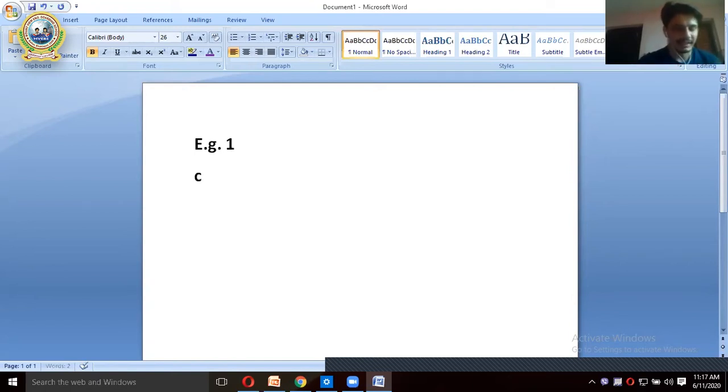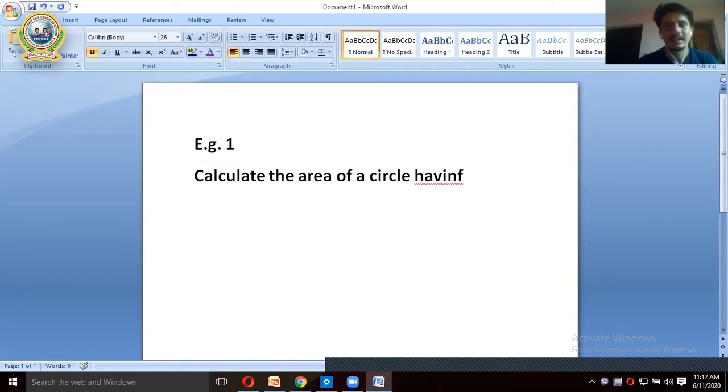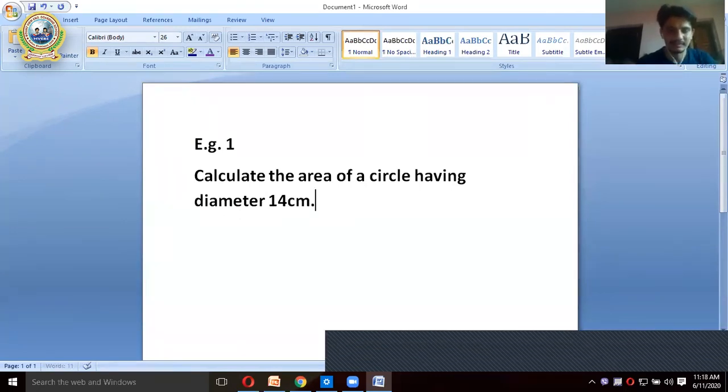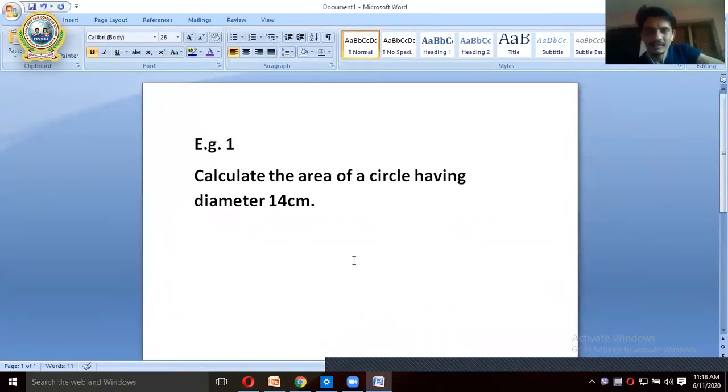Let's say: calculate the area of a circle having diameter, let's say 14 centimeter. So this is the question: how do we calculate area of a circle having diameter, let's say not diameter, let's make it radius. Okay, radius 14 centimeter.